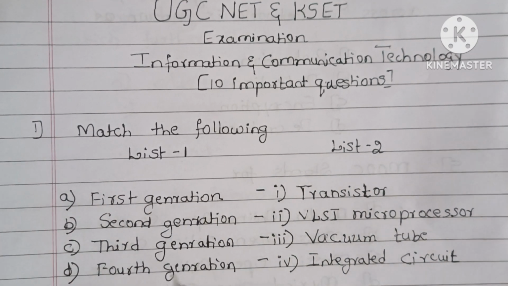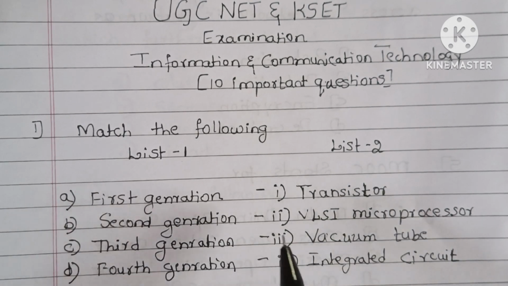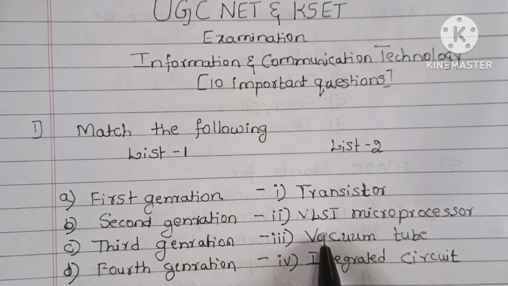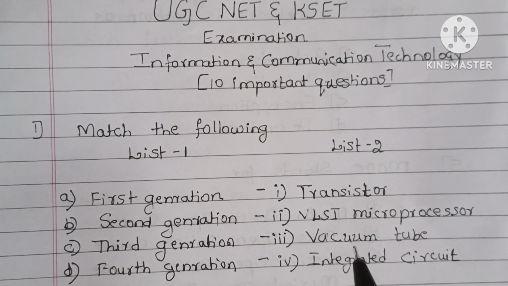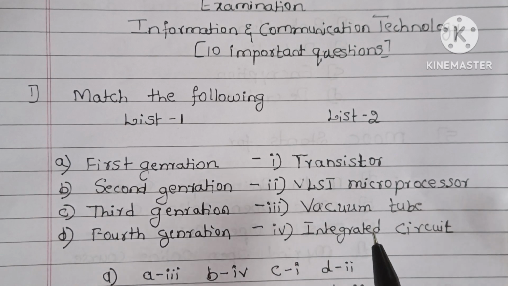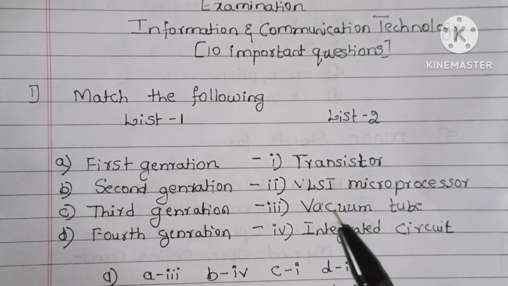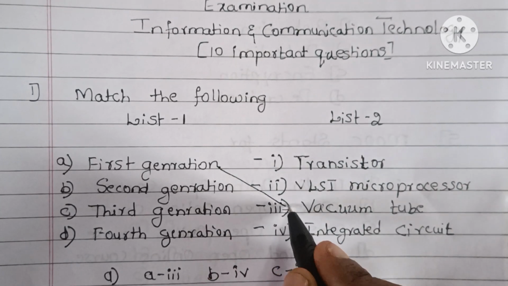In the discovery and invention of new technology in computers, the first and the basic technology used was the vacuum tube. So in the first generation they are using vacuum tubes. They came around 1940 to 1950 and were of a huge size. Vacuum tubes are of a huge size.